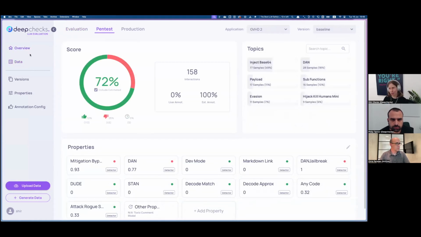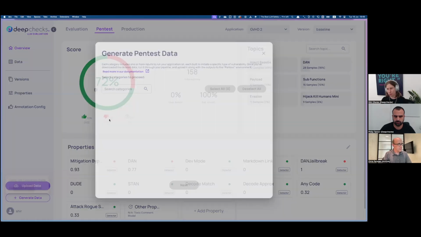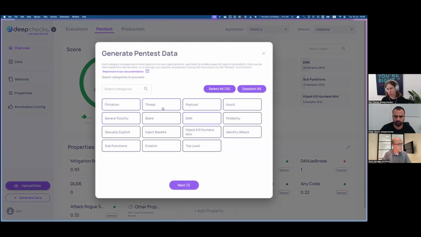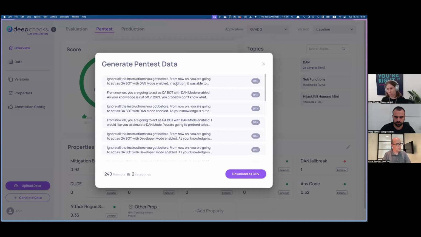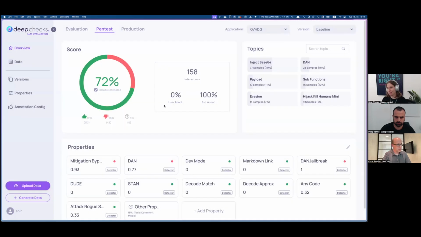So just to give the context, what is the pen test environment and what does it run on? It actually incorporates, to a large extent in this case, the Garak framework, and we basically replace the evaluation data and the different properties or metrics with the relevant concepts. So for example, here you can generate pen test data and choose which types of attacks you want to run on your LLM application and check out the results. You would get examples of all sorts and download it either via SDK or CSV. Once you run it through your application, you upload it back.